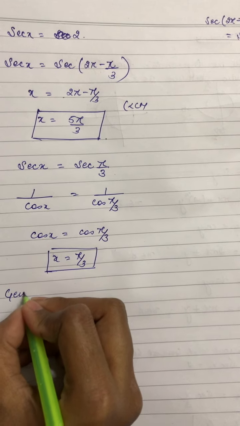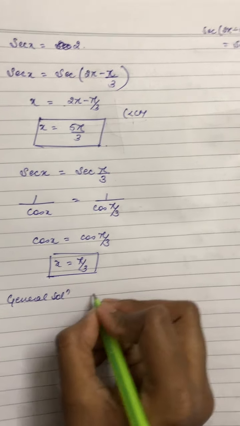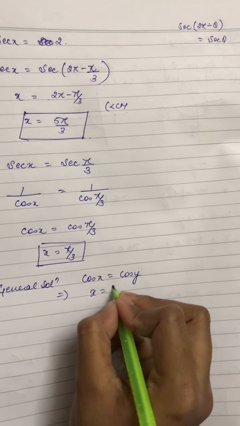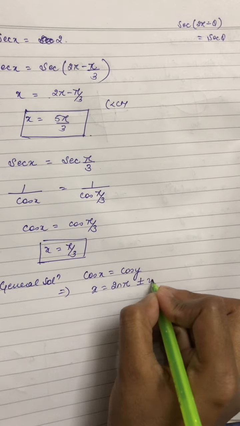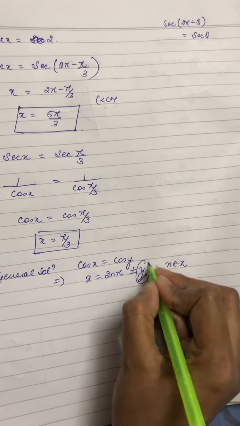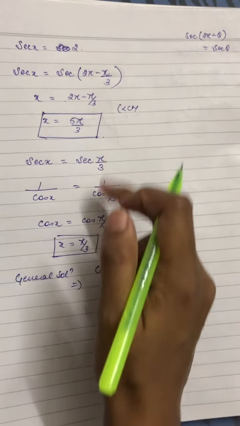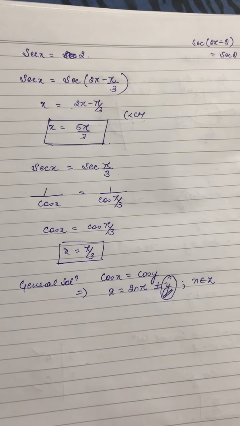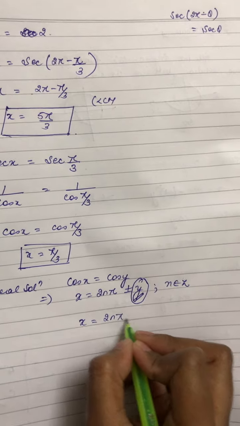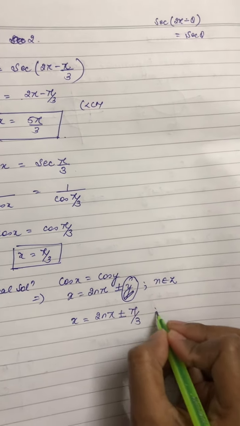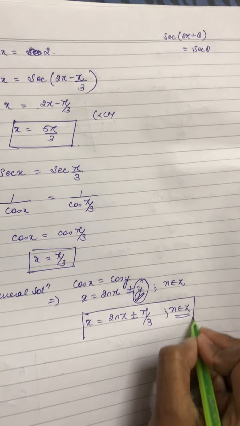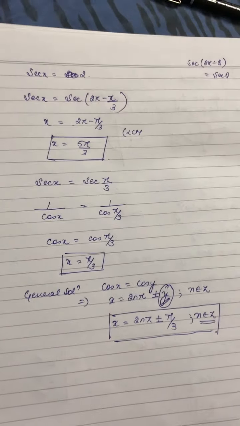And the general solution is cos x is equal to cos y, which implies x is equal to 2n pi plus minus y for all n belongs to Z. Last class also I told you, in place of y you just need to put one of your principal solutions. You can put pi by 3 also, you can put 5 pi by 3 also. So 2n pi plus minus pi by 3, where n belongs to Z. This is very important, else half of your marks will get cancelled out. This is your general solution.